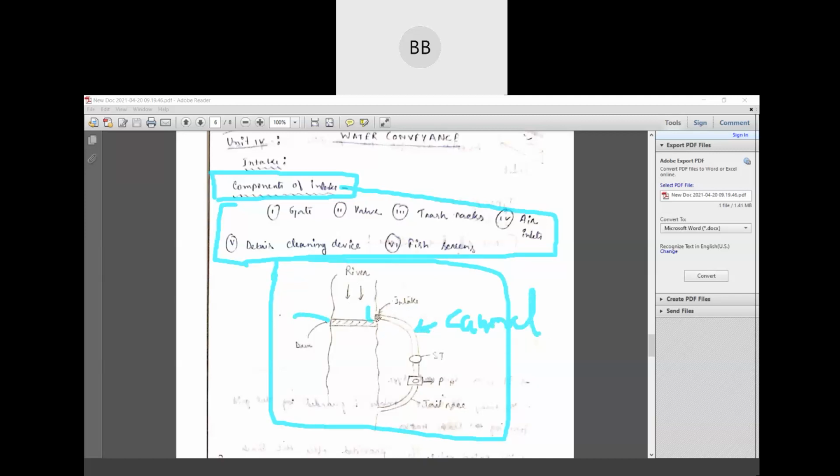In the beginning, we have the intake structure. This is your source tank. This is your powerhouse, and this is your tailway channel. Okay. You can draw this line diagram.